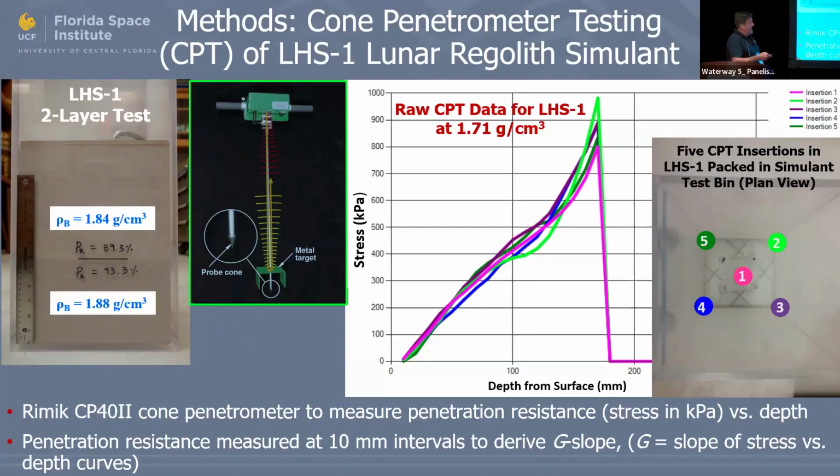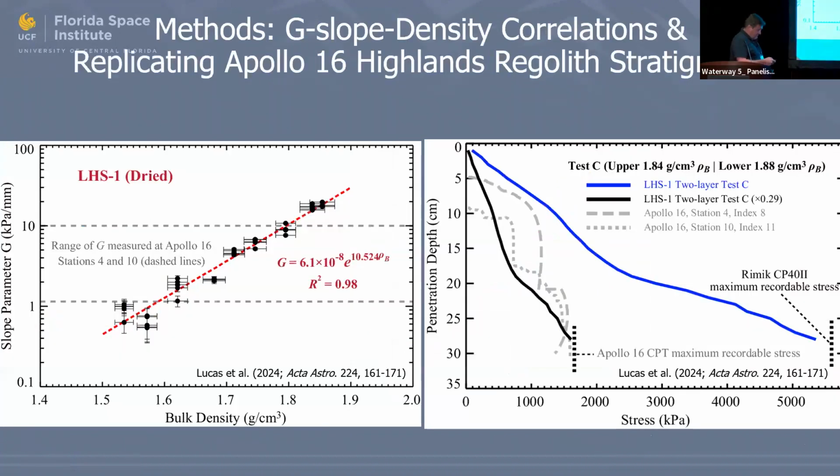On the far right, you can see a plan view looking into the bin, and you can see the pattern of our 5 CPT insertions to measure, which gives you these stress versus depth curves here. From these data, we measure the G-slope, which is simply the slope of stress over depth for these curves.